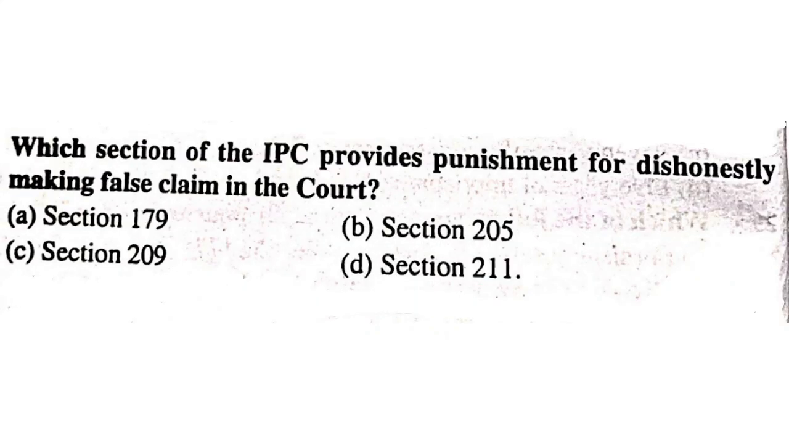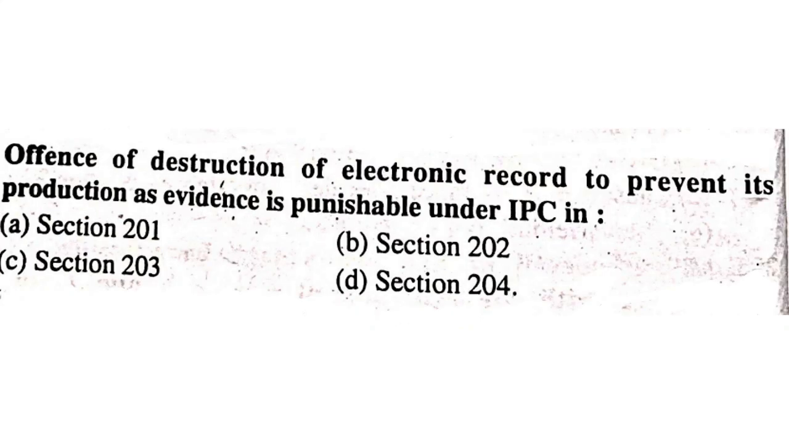Which section of the IPC provides punishment for dishonestly making a false claim in court? Section 179, Section 205, 209 or 211. It is 209. Punishment for dishonestly making a false claim in court is in Section 209. The offense of destruction of electronic record to prevent its production as evidence is punishable under IPC in Section 201, 202, 203 or 204. It is under Section 204.